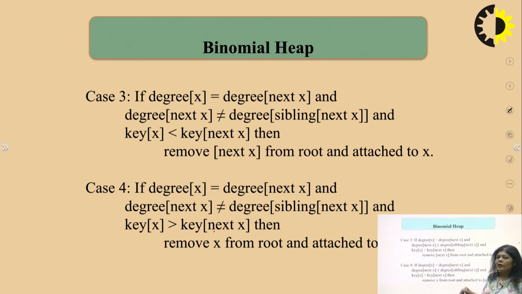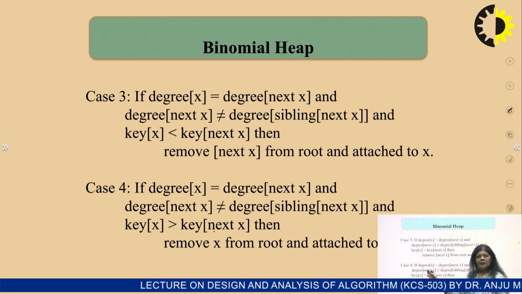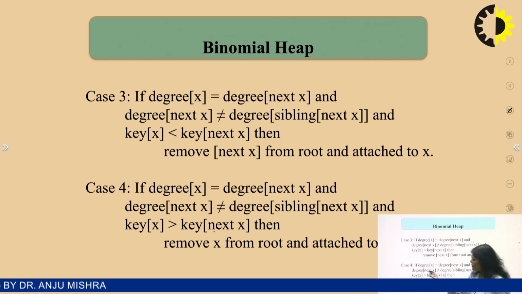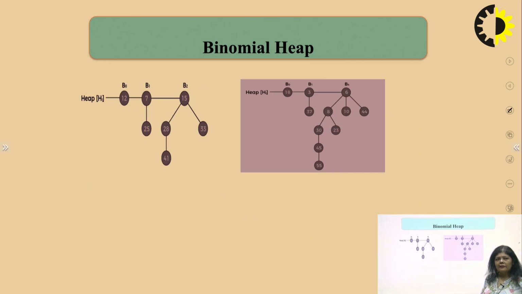So case 3 and case 4 ensure that the min heap property is going to be satisfied. So if you carefully observe here that in this case, when the key of X is lesser, we are keeping it in the binomial heap, and we are removing the next X and making it a left child of the X node or X binomial tree. Similarly, if the key of next X is lesser, we are keeping that, and in that case we are removing X from the root node and we are attaching it as a left child of the next of X. Now we will see this thing with an example.